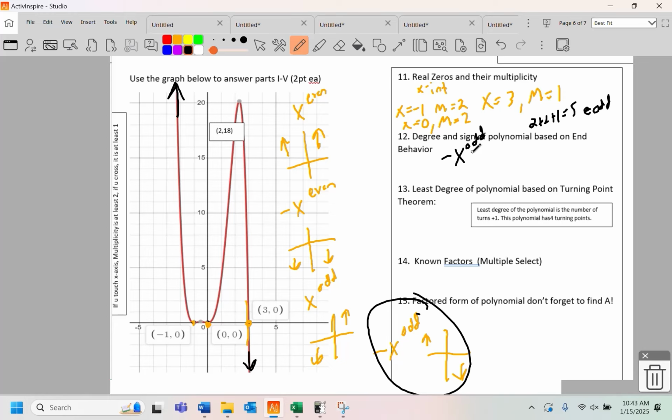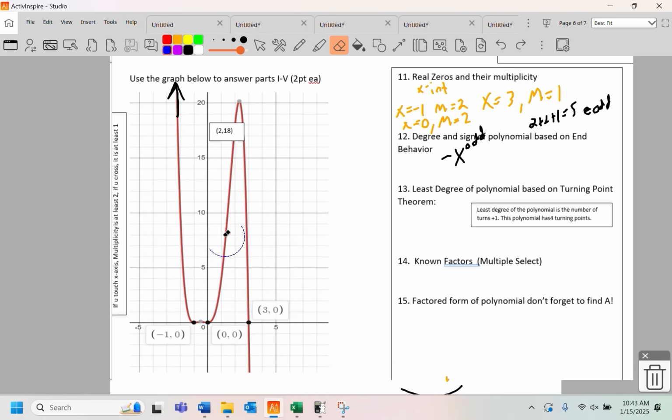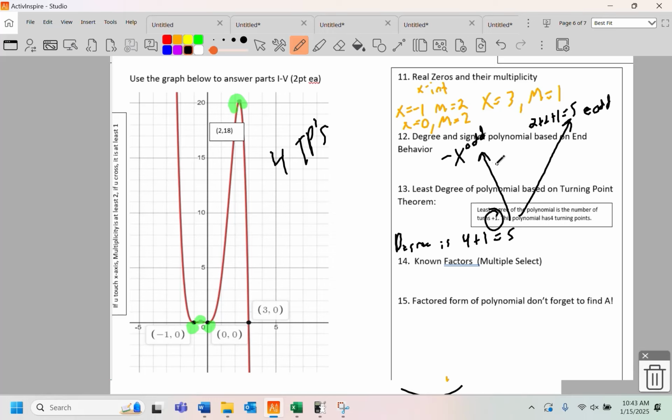Least degree of the polynomial based on turning point theorem. And the little note says it's the number of TPs, turning points, plus 1. And this graph is going to be hard for some kids, but that's obviously a turning point. There's one here, there's one there, there's one there. There's actually 4 turning points. And the theorem says add 1. So the degree is 4 plus 1, which is 5. Which, by the way, lines up with that number. It's also odd. There's lots of things that are reinforcing as you go through here.